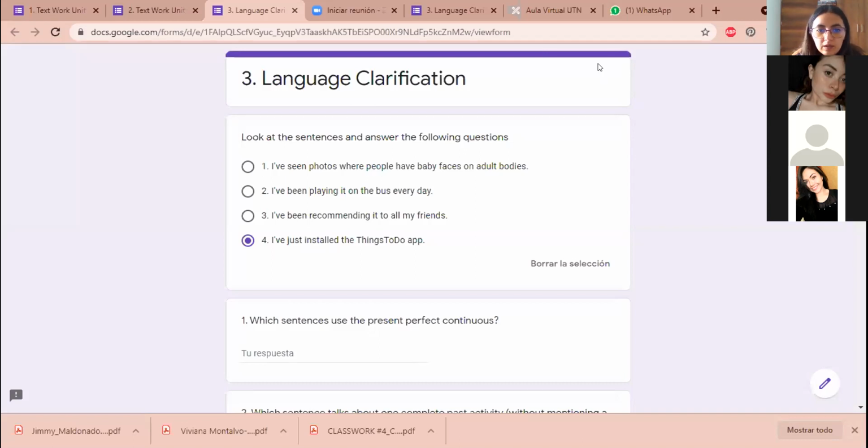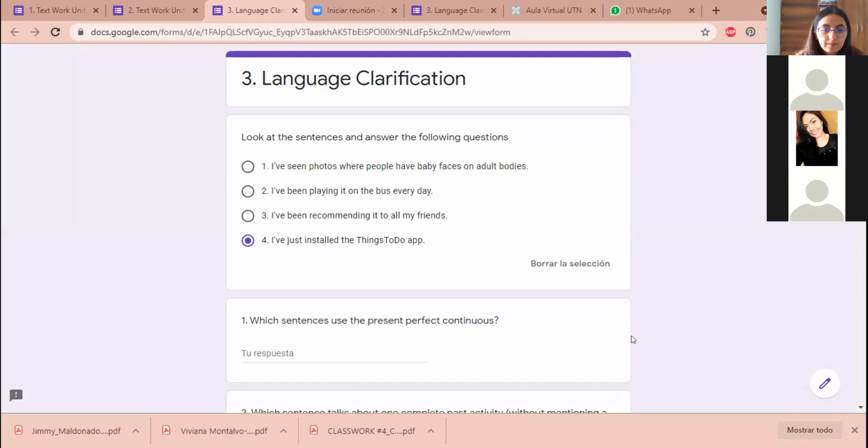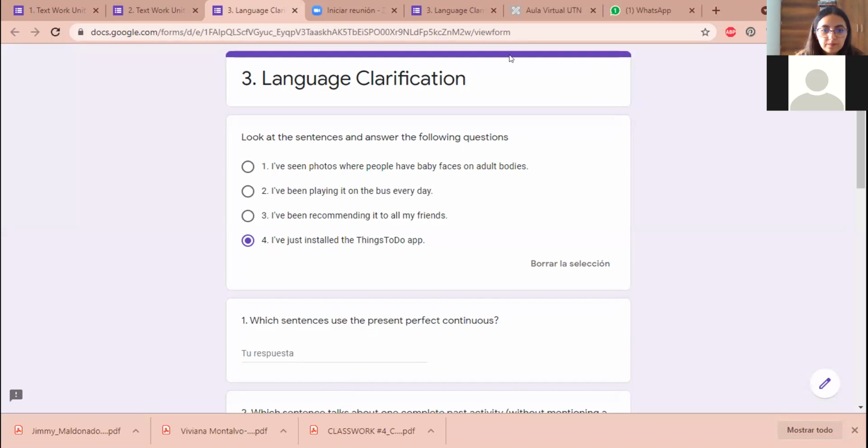¿Sí? Let me recreate the groups. You're going to work with different people this time. And you have 10 minutes for this activity, guys. Let's do this. Start entering to your groups, guys. Enter to your groups. Okay, enter to your groups, start entering, start analyzing with your groups.